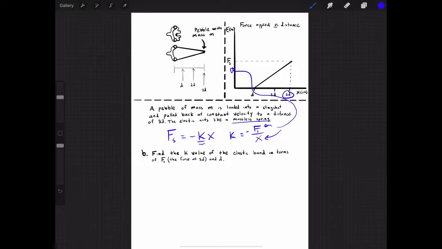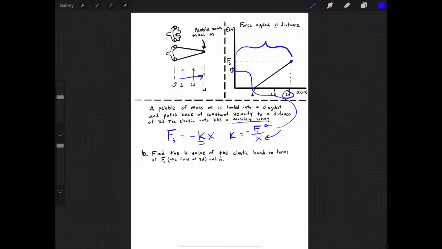So you might think, oh, well, that's easy. That's just 3D, right? That's this distance from here to here. It is stretched from 0 to 3D. But that's not quite the answer. X is actually the distance it is stretched from equilibrium.